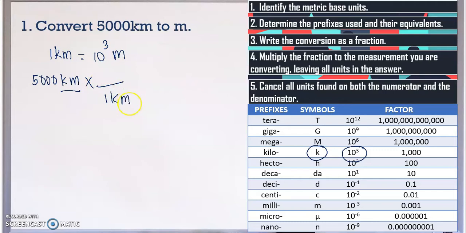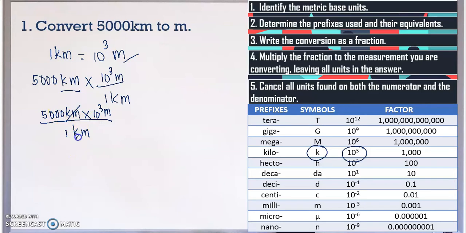And the other unit must be placed on the numerator side, and that is 10 raised to 3 meters. Step number 4. Multiply the fraction to the measurement you are converting, leaving all units in the answer. At this point, all the upper measurements must be combined and must be divided by the lower measurement. Lastly, all units that are found both on the numerator and on the denominator side must be cancelled.